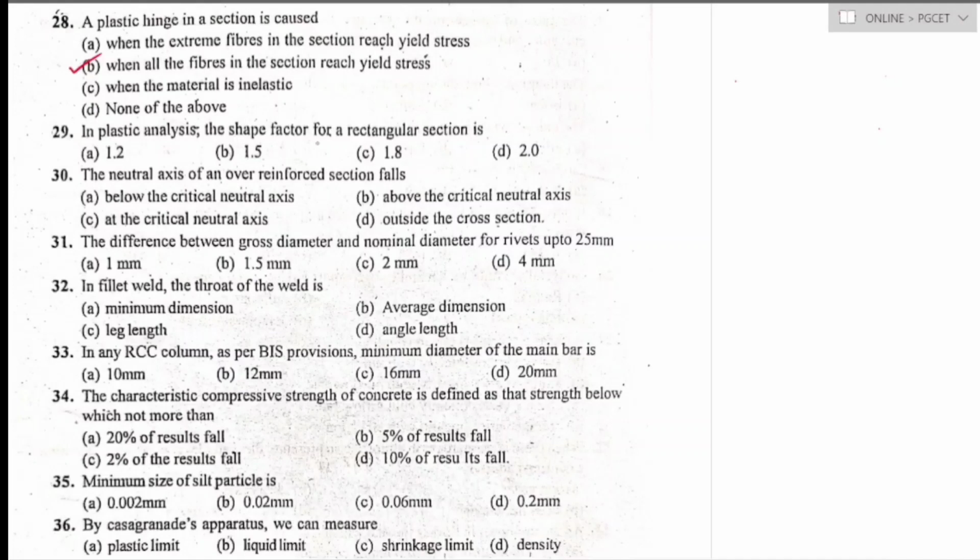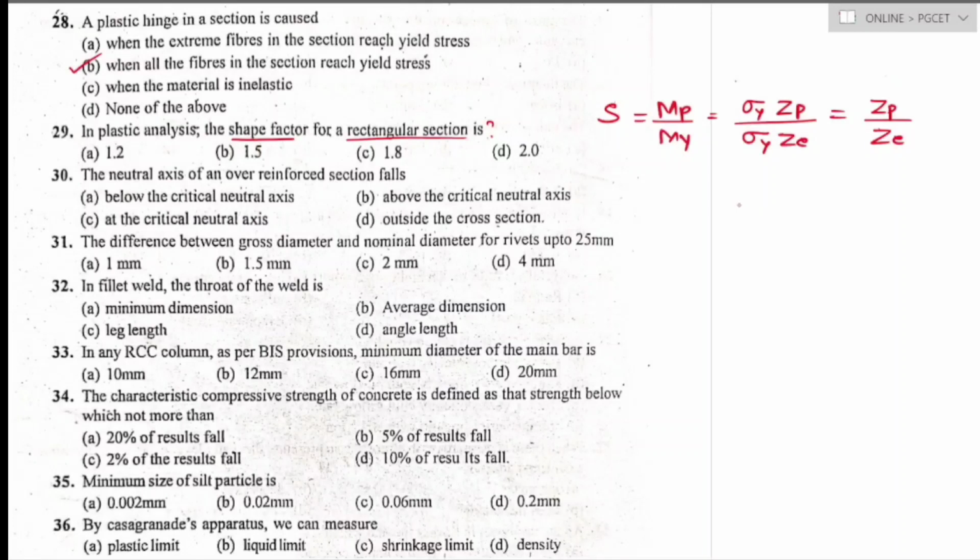Question number 29. In the plastic analysis, the shape factor for rectangular section is. Shape factor is defined as the ratio of plastic moment to yield moment, and it is denoted by S. It is the ratio of yield stress multiplied by plastic modulus divided by yield stress multiplied by elastic modulus, where Zp is the plastic modulus and Ze is the elastic modulus of the section.